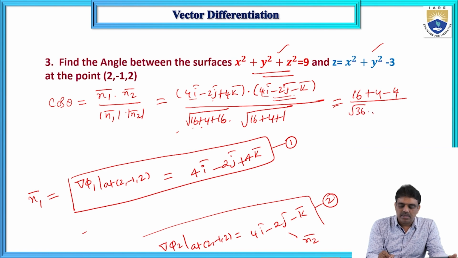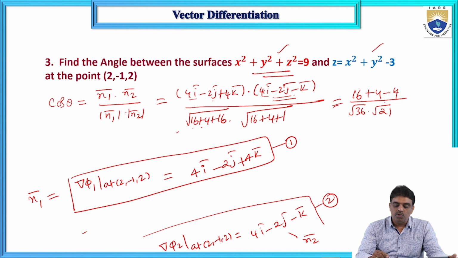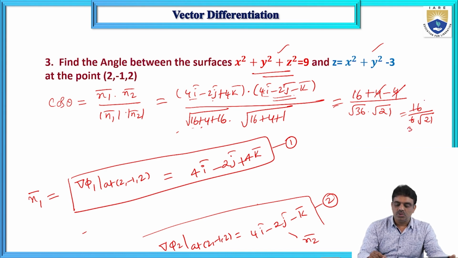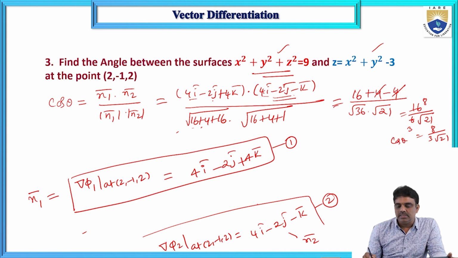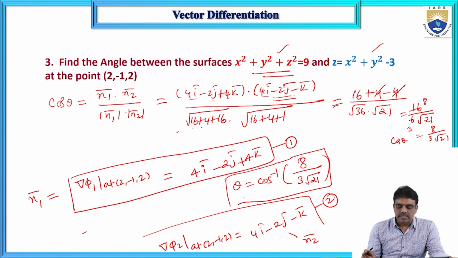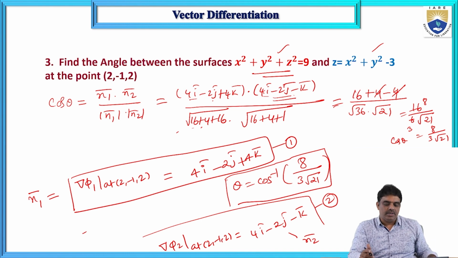So what it is? 16 by root 36 into root 21. So 4 cancel. This is equal to 16 by 6 root 21. Root 36 is 6, so 2 threes are 6, 2 eights are 16. So what is the value? 8 by 3 root 21. This is cos theta, not theta. It is not the angle, this is cos theta only. Then what is theta? Theta is equal to cos inverse of 8 by 3 root 21. That is the required solution.